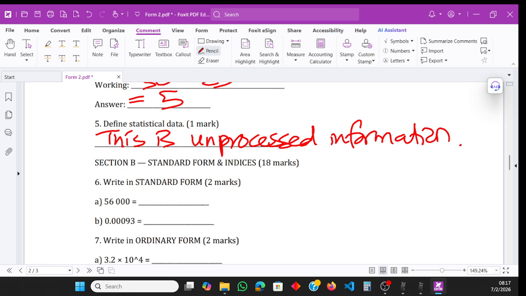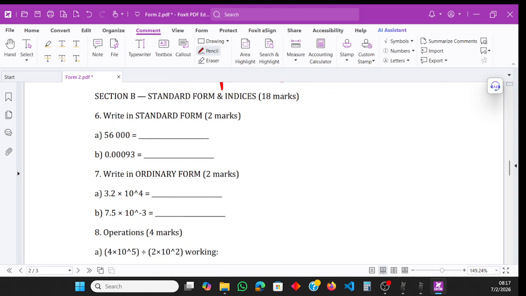Now, next we are writing figures in standard form. I've got 56,000, and when we want it in standard form, we want one significant figure, then the decimal point, then 6. So our decimal point, if we don't see it, will be at the end. So we're just going to count how many steps it moved for it to be in between 5 and 6. So it's 1, 2, 3, 4. So I say times 10 to the power positive 4.